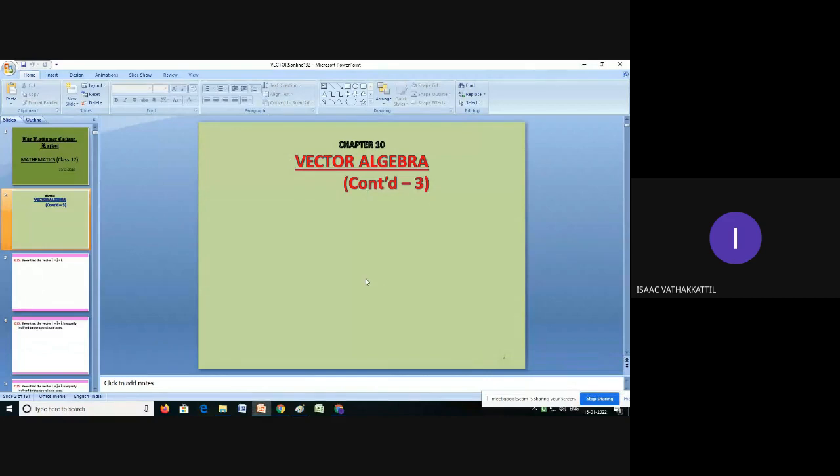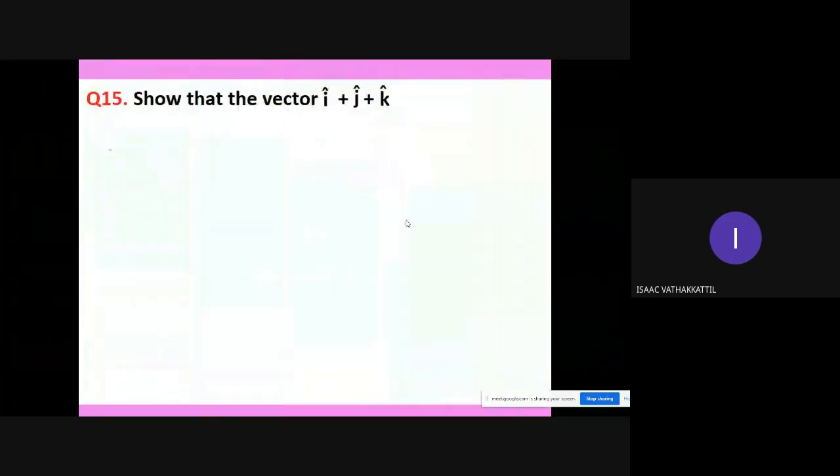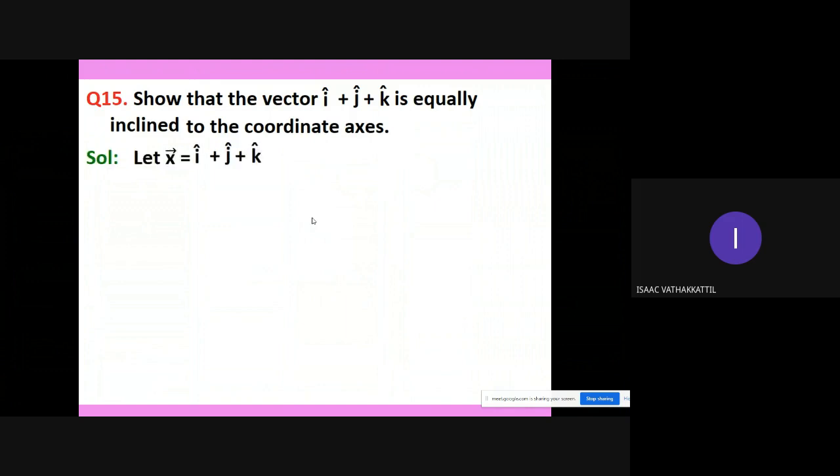We have the third day of vector algebra. Let us continue today's topic. Show that the vector i plus j plus k is equally inclined to the coordinate axes.